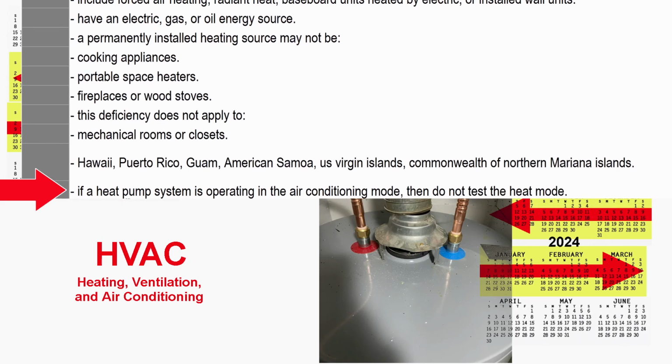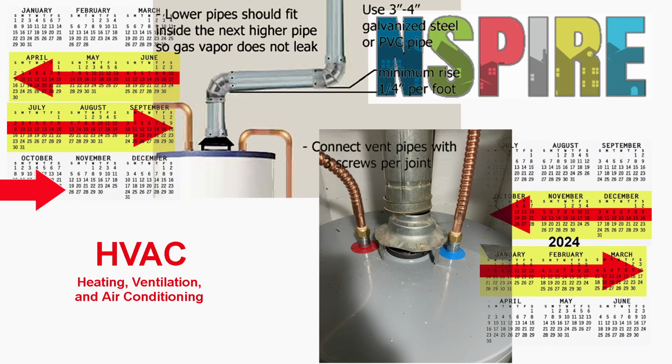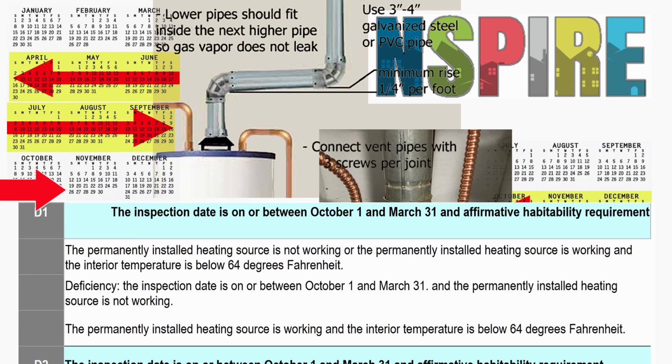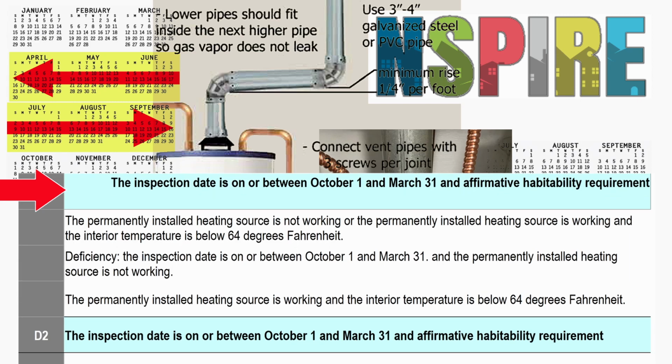If a heat pump system is operating in the air conditioning mode, then do not test the heat mode. We don't want you switching the mode on heat pump systems. That's potentially damaging. Deficiency 1, the inspection date is on or between October 1 and March 31, and this is an affirmative habitability requirement. The permanently installed heating source is not working, or the permanently installed heating source is working and the interior temperature is below 64 degrees Fahrenheit.